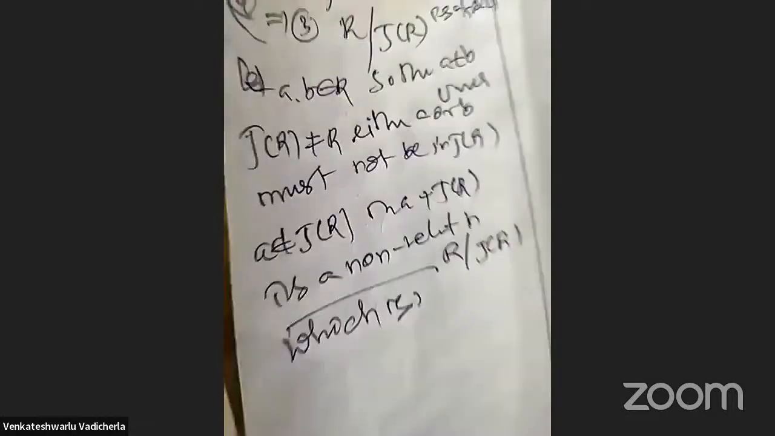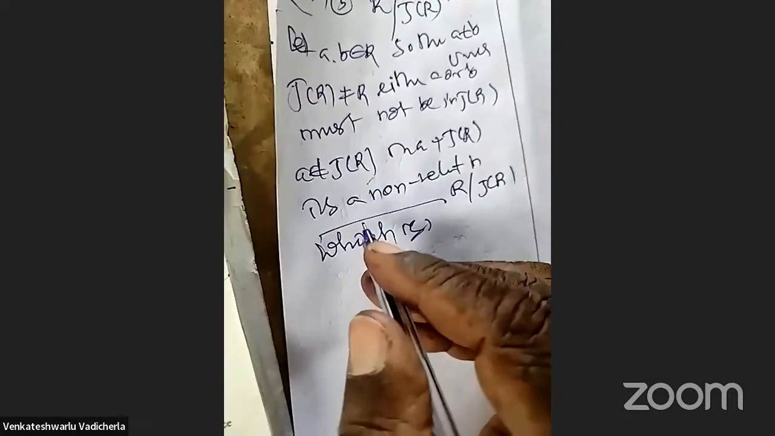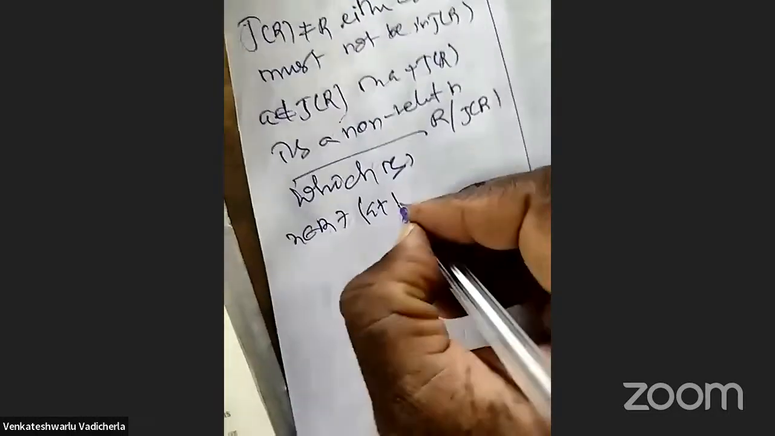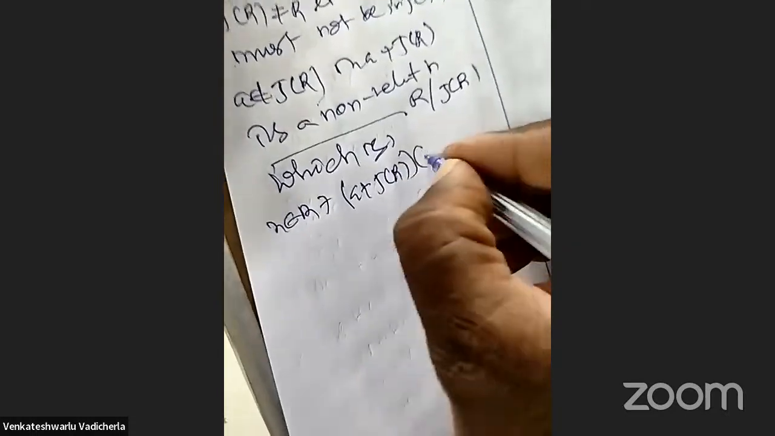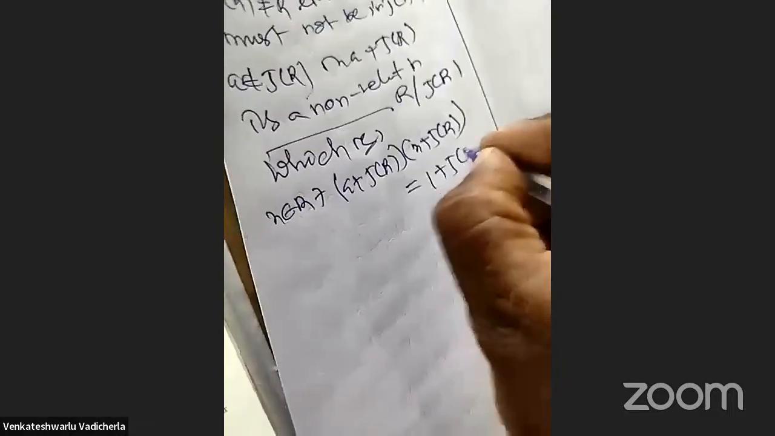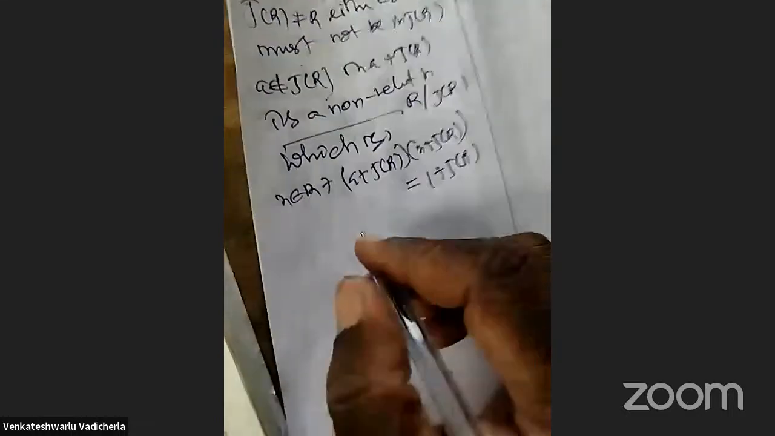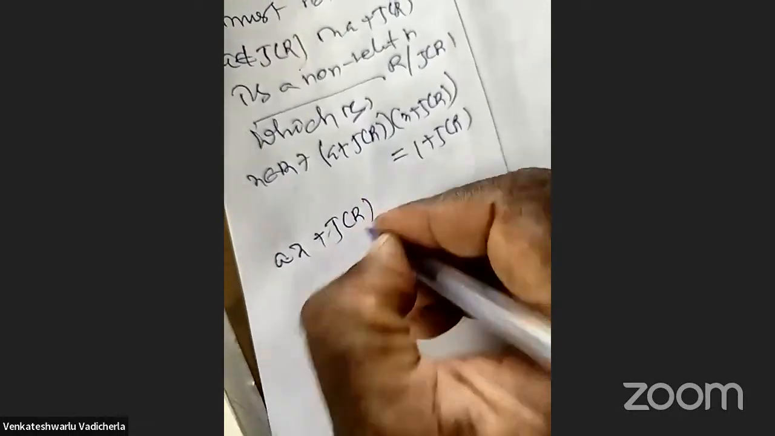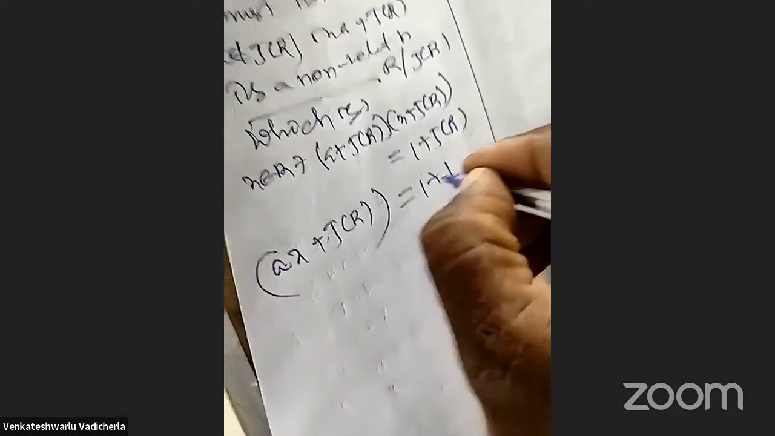Which is a field. So since it is a field, there is an element X belonging to R such that (A + J(R)) times (X + J(R)) is equal to 1 + J(R). That is, the coset multiplication AX + J(R) is equal to 1 + J(R).